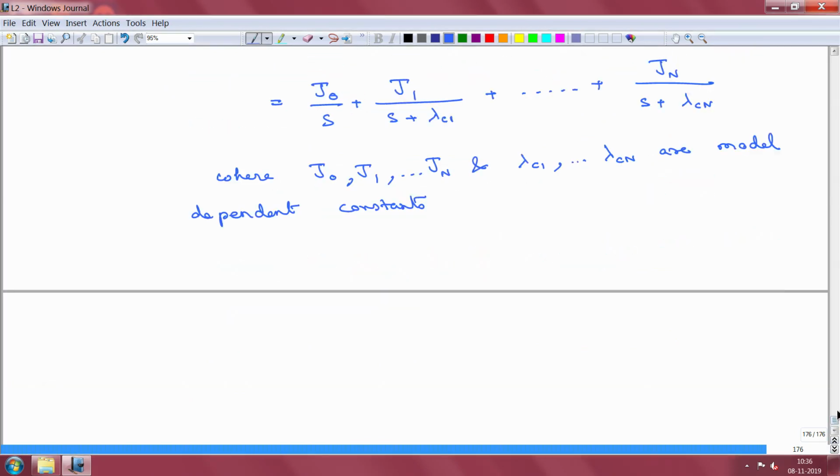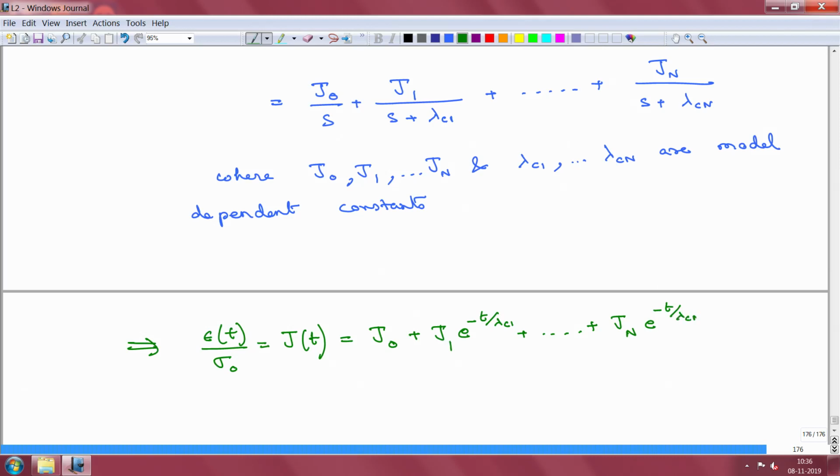So, you now have to take the Laplace inverse of this to get the creep response. Your epsilon t by sigma naught, which is the same as the creep compliance function, is now going to be some J naught plus J 1 e to the power minus t by lambda C 1 plus, and all the way up to, J n e to the power minus t by lambda C n.